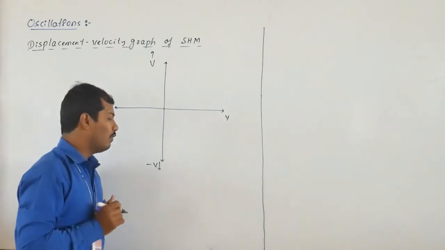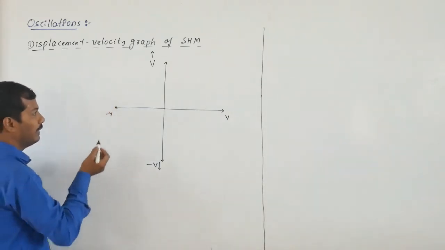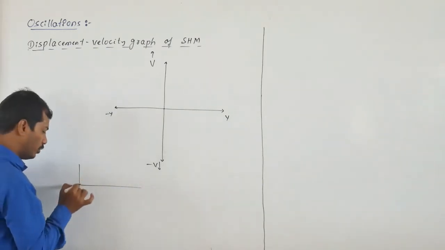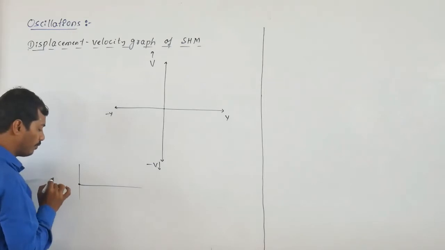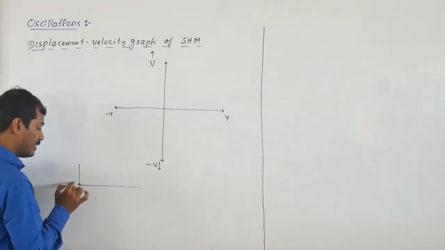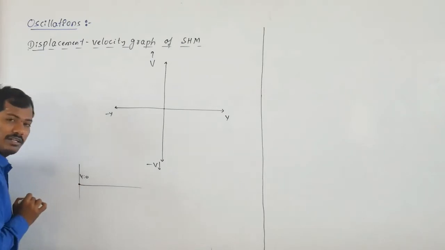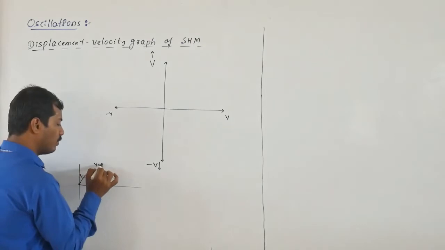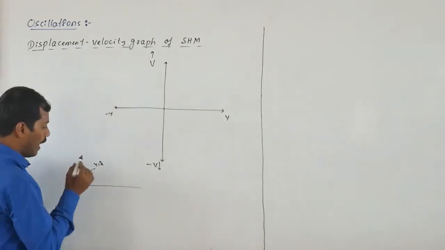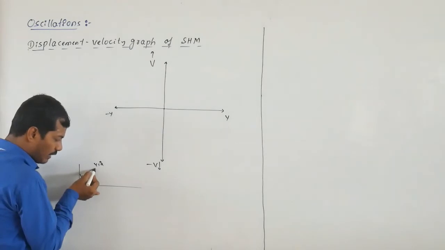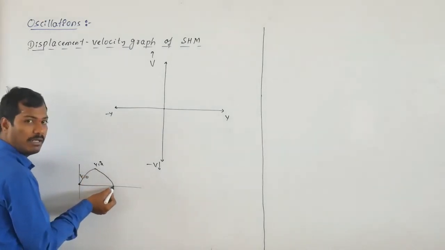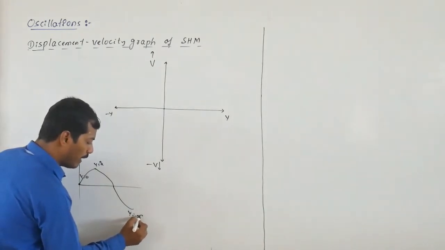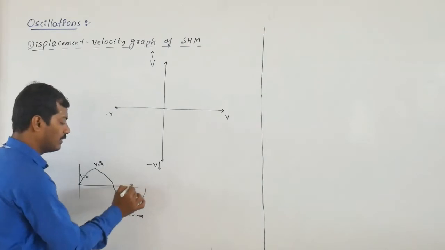See, we already know one graph for this, velocity and displacement. If the particle starts from its mean position, the displacement is 0. At the mean position, displacement is 0. At the extreme position, y is maximum, it is plus a. It keeps moving like this, and at the mean position again the displacement is 0, and it moves in the negative direction. Then the displacement is equal to minus a, because it is the negative direction. Again it is like this.